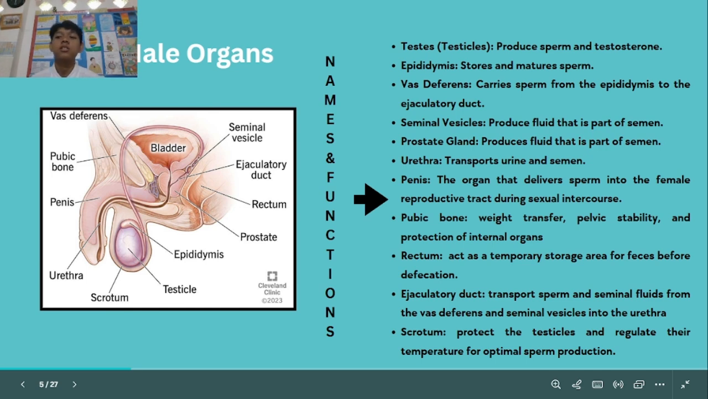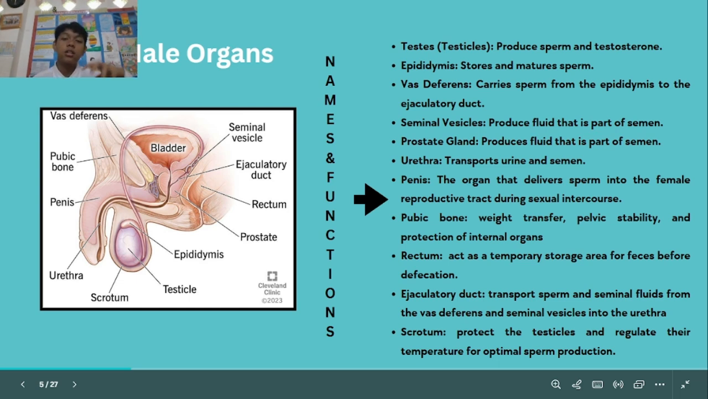That's the fluid that is part of the semen. The prostate gland produces fluid that is part of the same, with the seminal vesicles. Then the urethra. The urethra function transports urine and sperm, from different ones. Then penis.